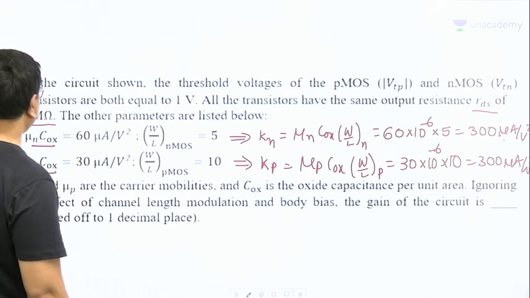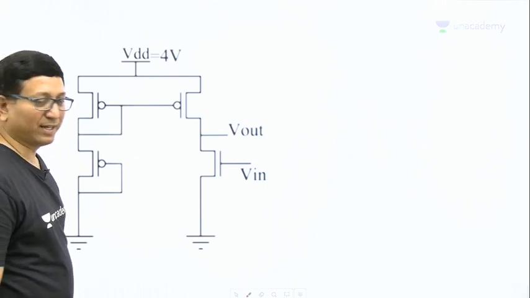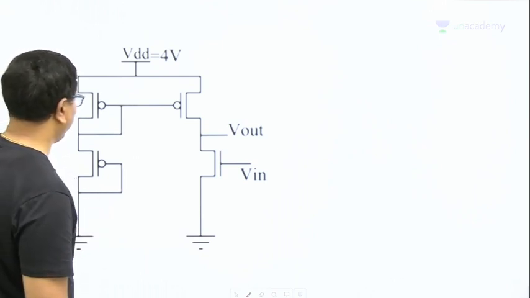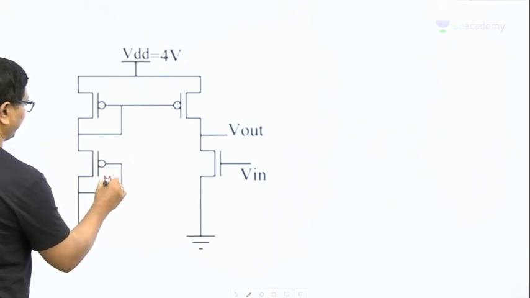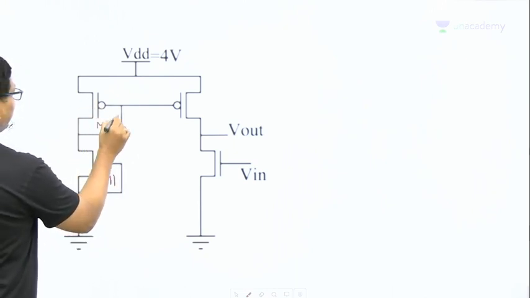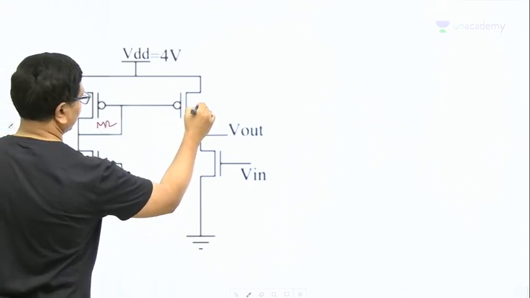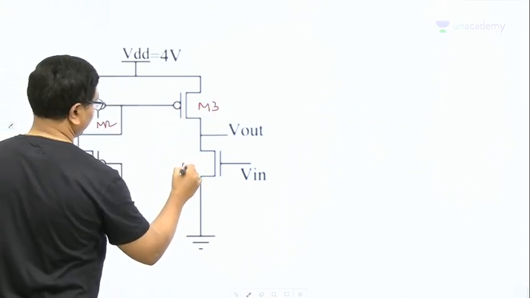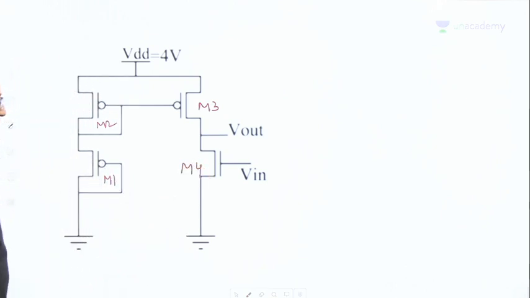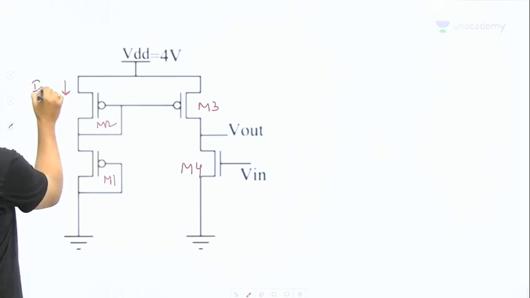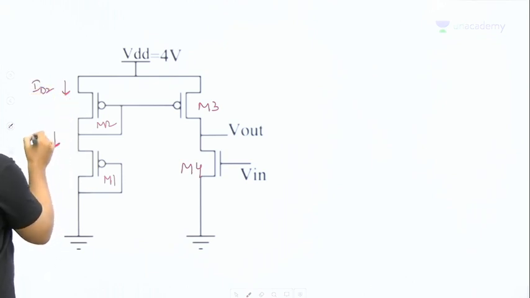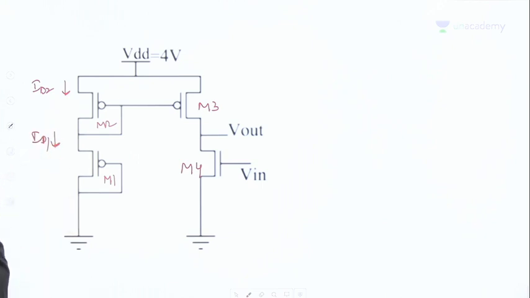Next, how to find the gain of this circuit? How to start this? Here I am assuming some numbers to these MOS transistors. Let me take this one as M1 and this one M2, M3 and M4 like this. This current I can take ID2, this current is ID1. ID2 should be equal to ID1.